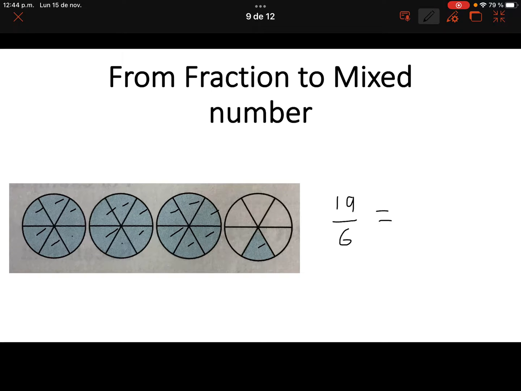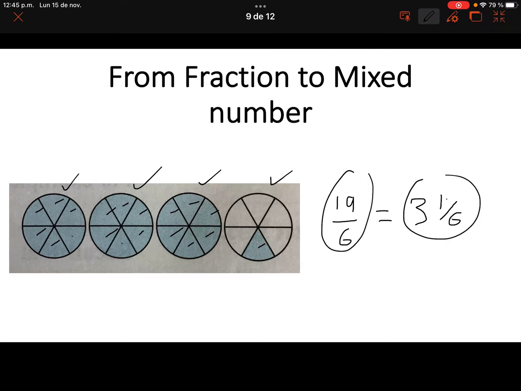Now, for the mixed number, we have to check how many of the units are completely shaded. Then 1, 2, 3. 3 are completely shaded, and from the fourth one, just one part of 6. Then fraction number, mixed number.